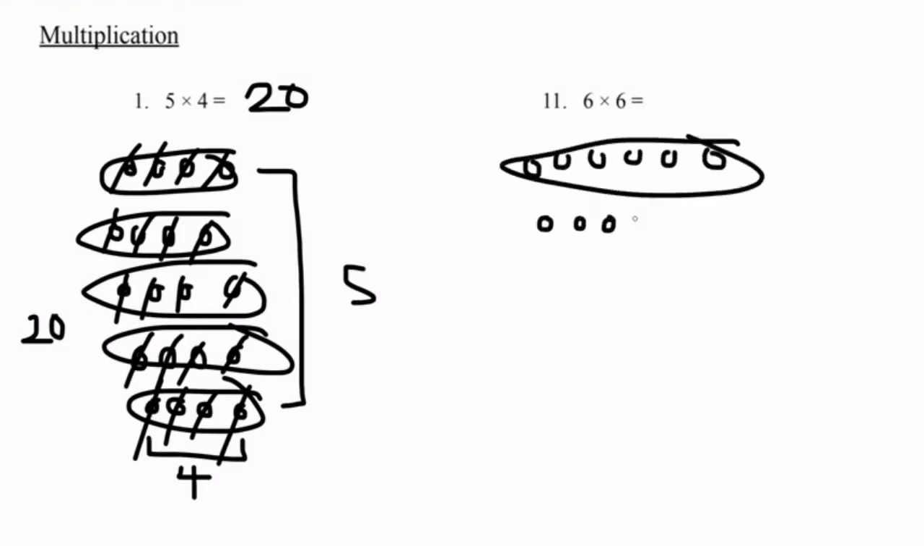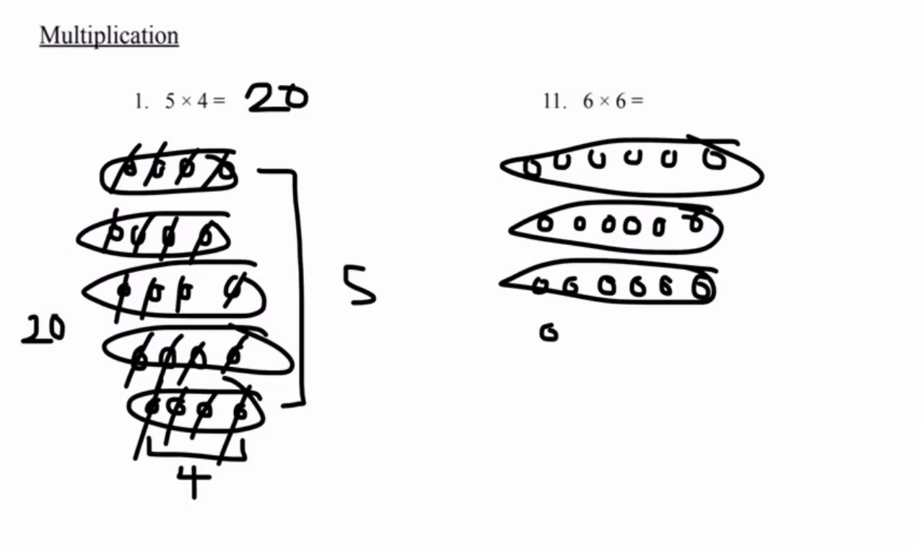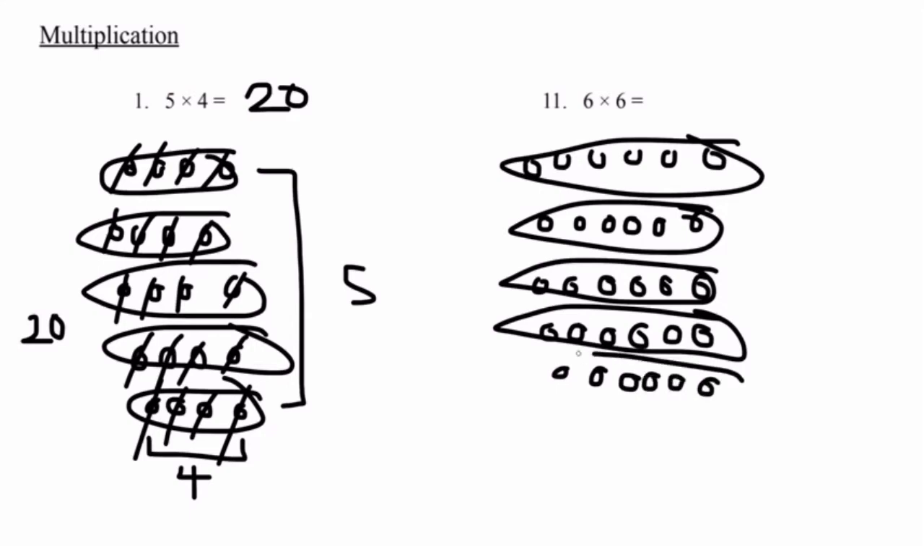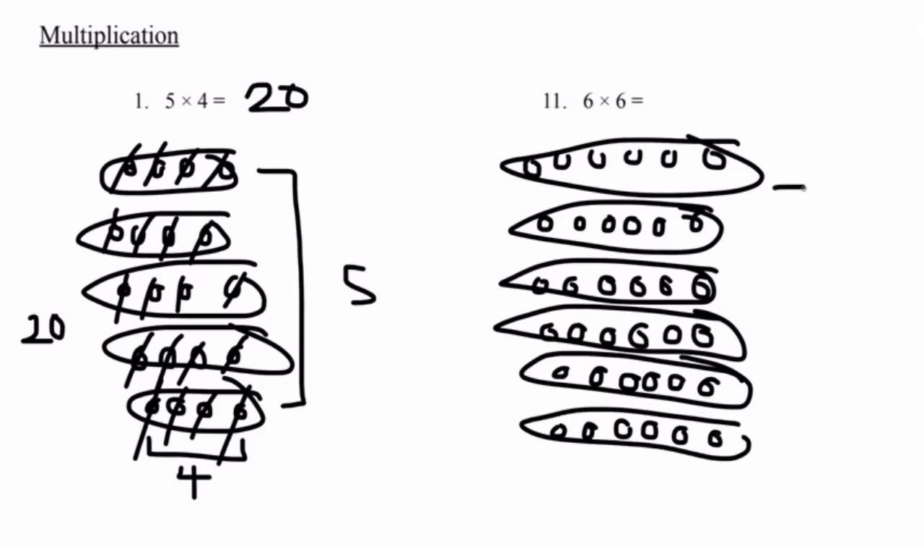We draw each group of 6 circles, six times. We now have a total of 6 groups of 6 circles.